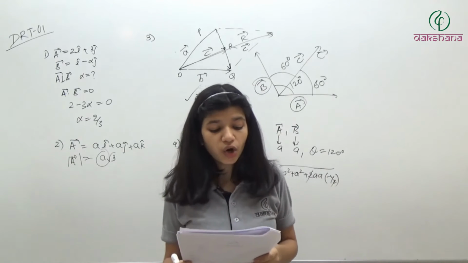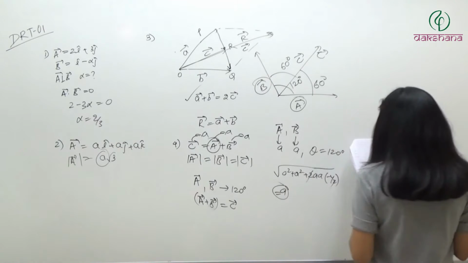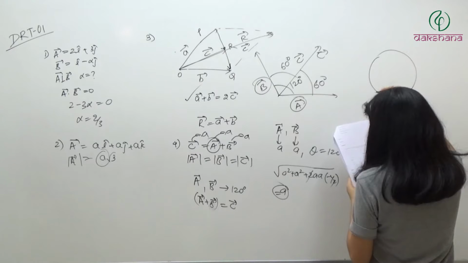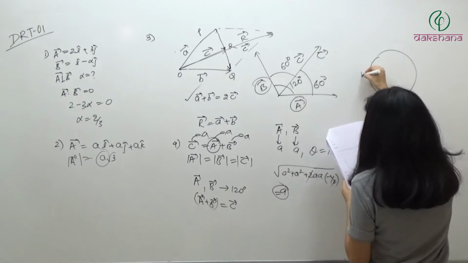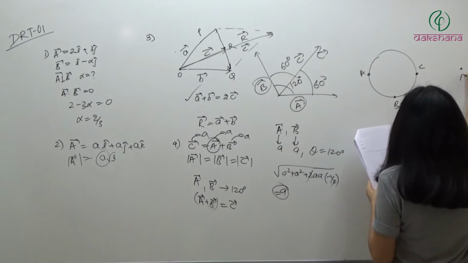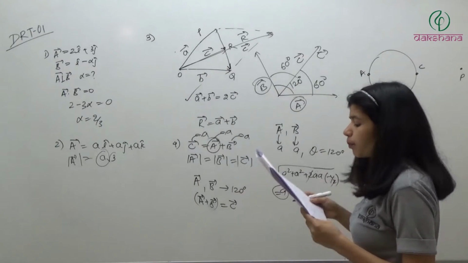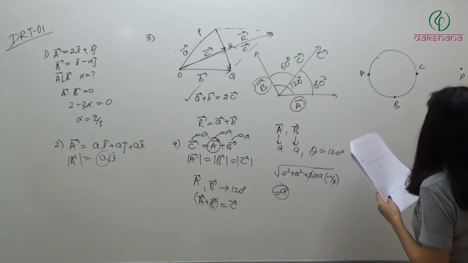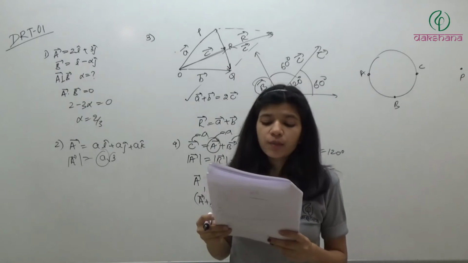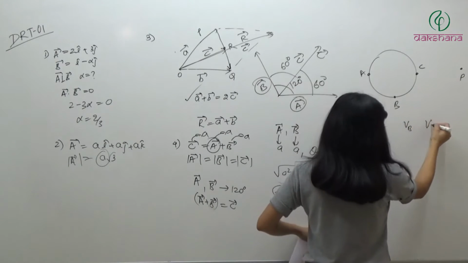Question number 6. A hollow conducting sphere is placed in an electric field produced by a point charge placed at P, as shown in the figure. So we have a conducting hollow sphere. This is point A, this is point C, this is point B, and here at point P we have kept a charge. Let VA, VB and VC be the potentials at points A, B and C respectively. Then?